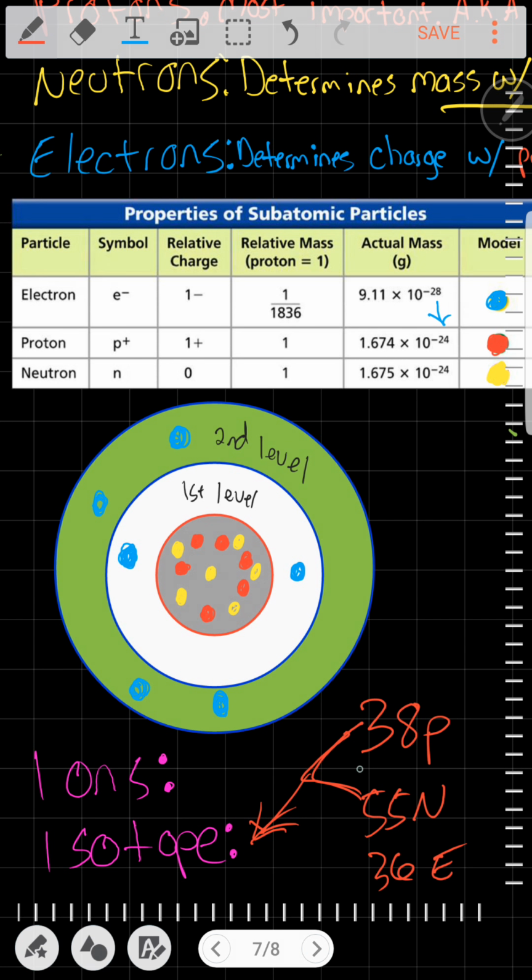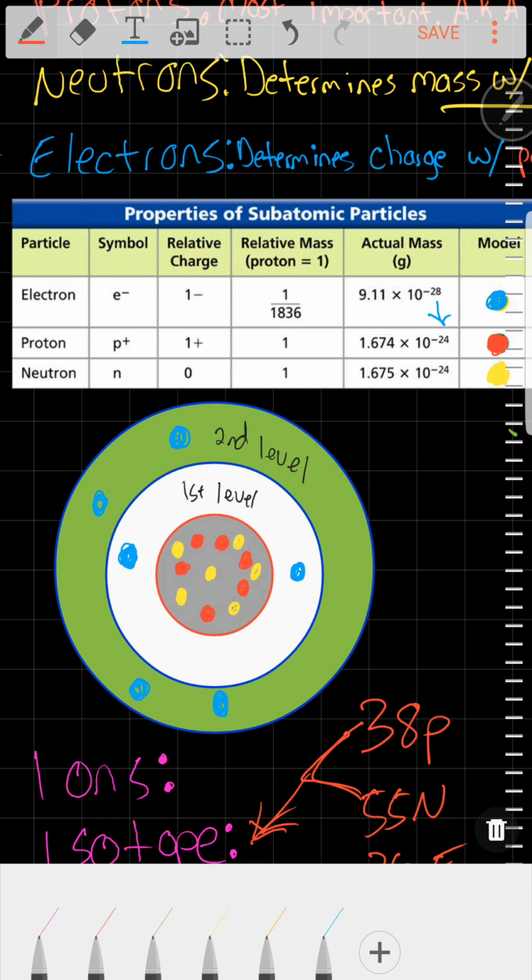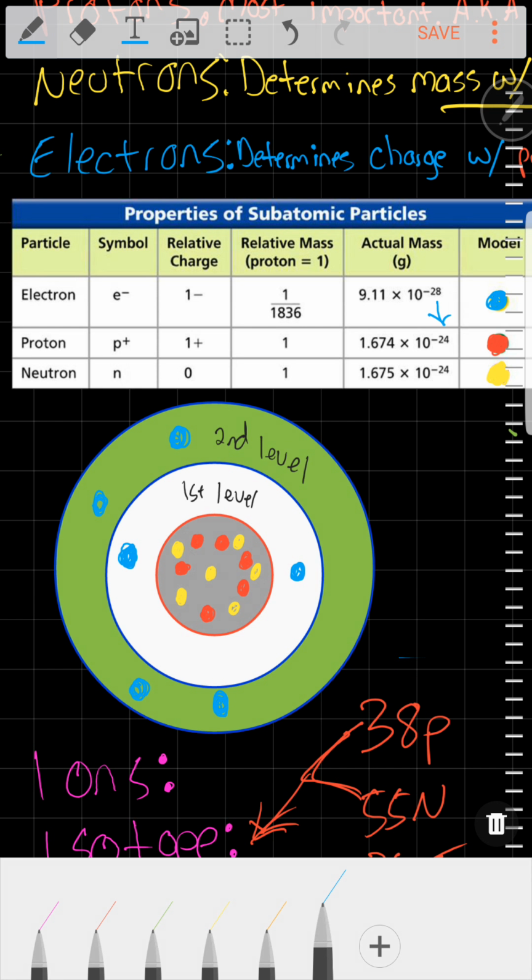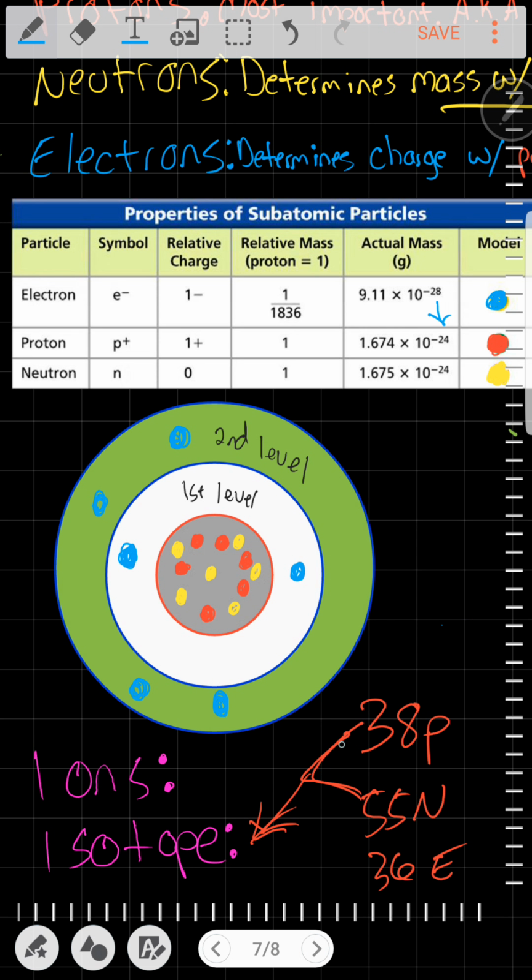Now, an ion is whenever you have a different number of electrons than protons. So I can change these two and get something called an ion. I can be either a positive ion or a negative ion. I can either gain or lose electrons. Remember, I can't gain or lose protons without changing the identity, but I can gain or lose electrons. Whenever that electron number changes, you get a new charge, or you get something called an ion.